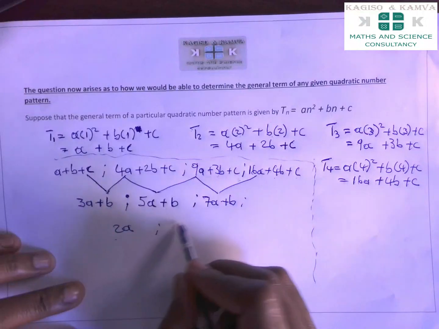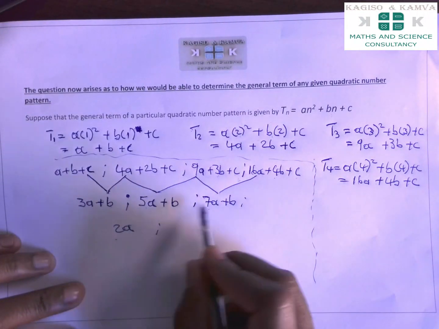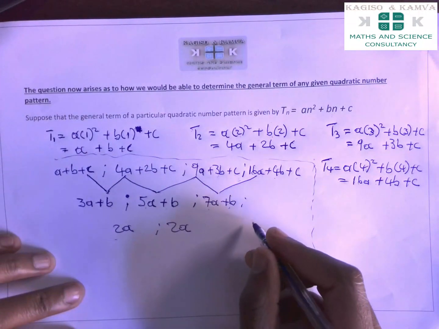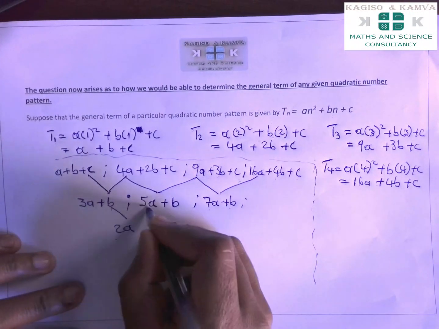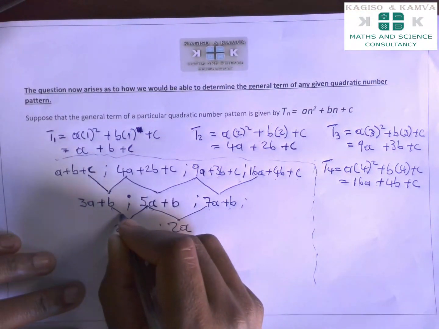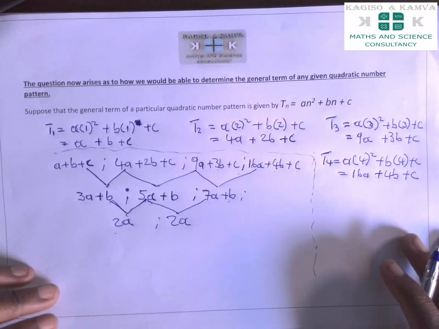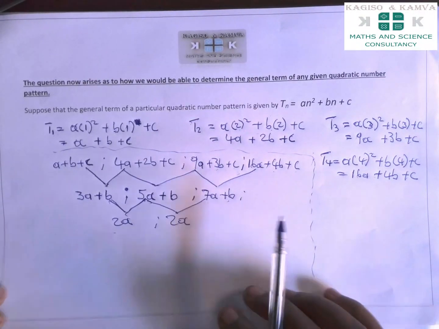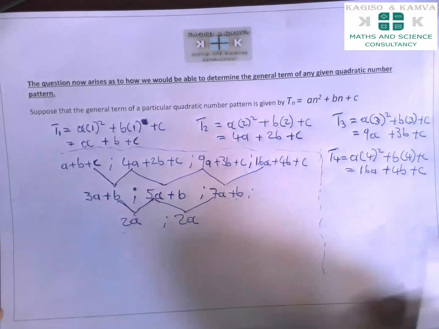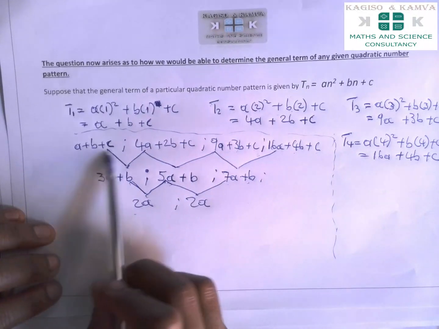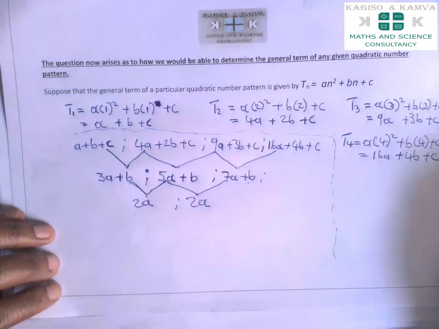Okay, and then we say 7a minus 5a. This is going to be 2a. b minus b is 0. So we can see now that the second difference is constant. The second difference is constant at 2a.